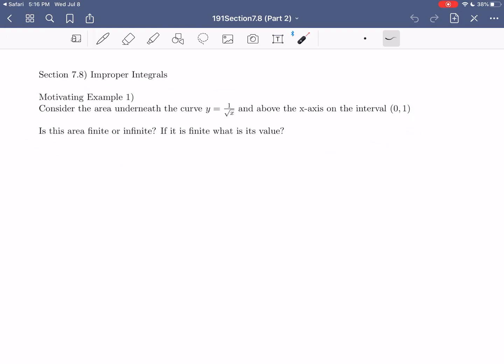We'll consider the area underneath the curve y equals 1 over the square root of x, and above the x-axis on the interval 0 to 1. So what we want to know is, is this area finite or infinite? And if it is finite, what is its value?